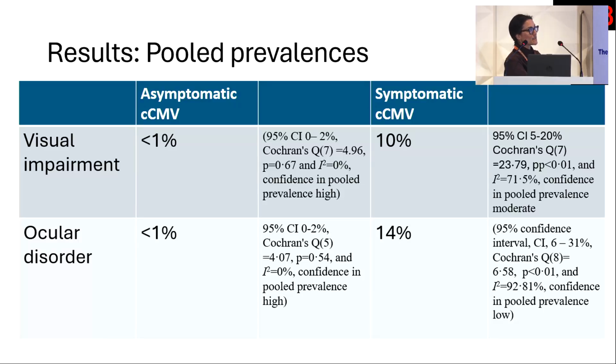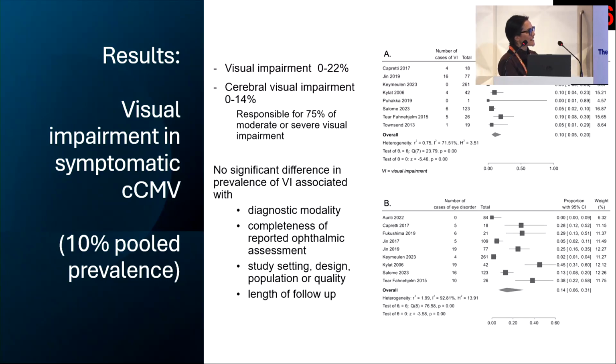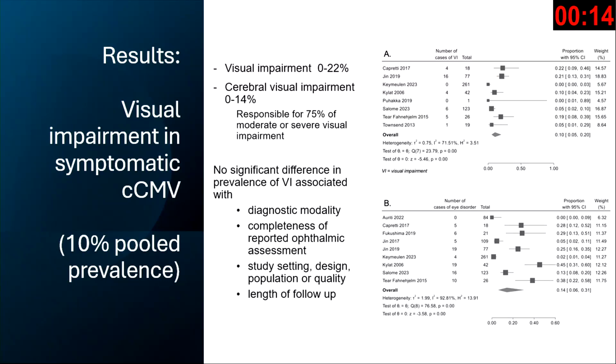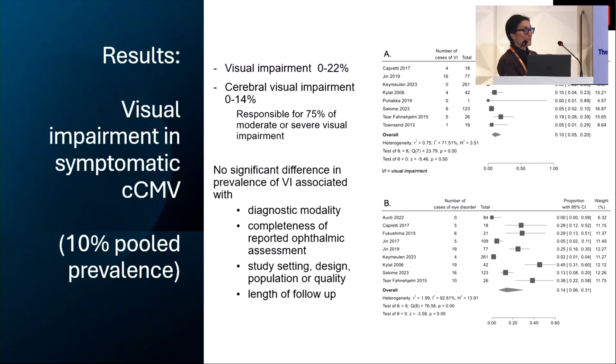By comparison, symptomatic patients had a quite significant risk of visual impairment, 10% in the symptomatic patients, and an even greater risk of ocular disorder. So 1 in 10 patients with symptomatic CMV may have a visual impairment. And if you just keep that number in mind, a little bit more detail there. Now, there was a bit of heterogeneity, so between 0 and 22% were the rates quoted, and you can see that the results are somewhat variable.